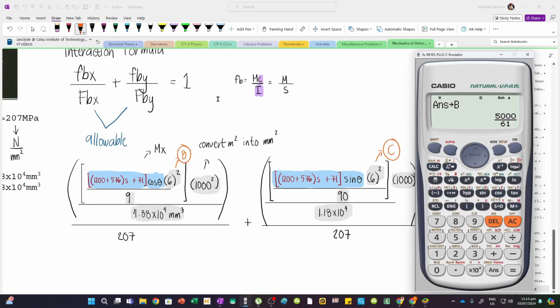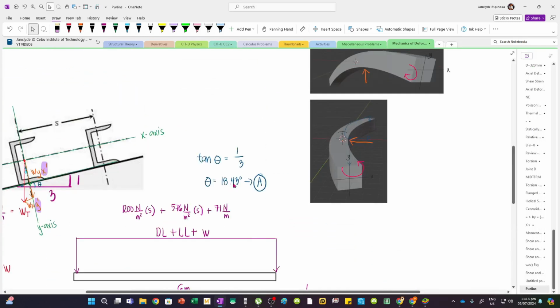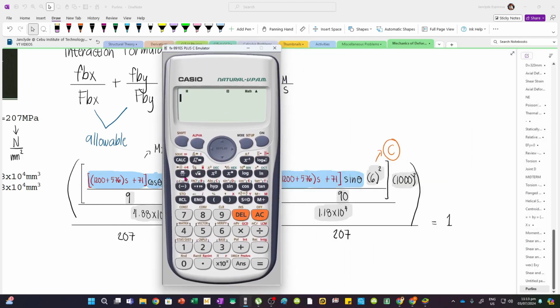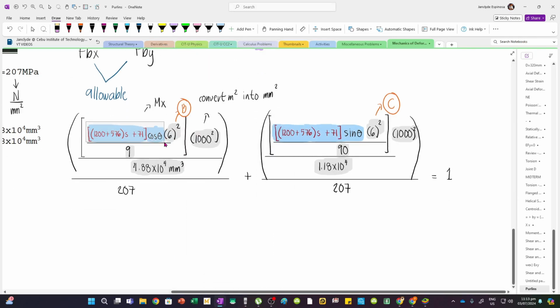Now, sir, bakit di mo pinapakialaman yung A? Kasi diba, yung A ko is yung angle theta. Yan, 18.43. And so, yung sa C, lalagay ko 6 squared over 90 divided by 1.18 times 10 to the 4th multiplied by 1000 squared. So, I will store this dito sa C. Yan. And so, yung mangyayari, ito na lang yung ika-copy ko. So, we have this, and then divided by 207. This one. But, itong naka-gray, it's already stored into B. So, I'm gonna multiply this by B. And then plus, copy ko to.